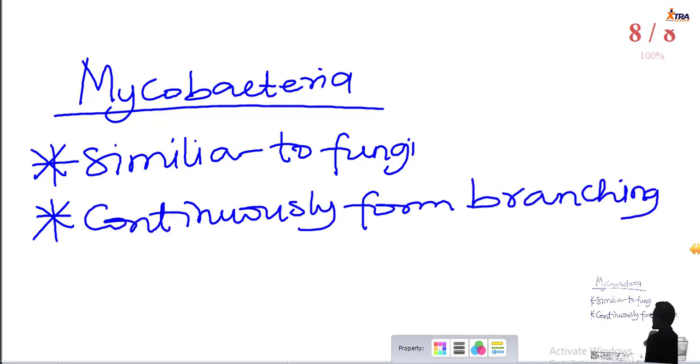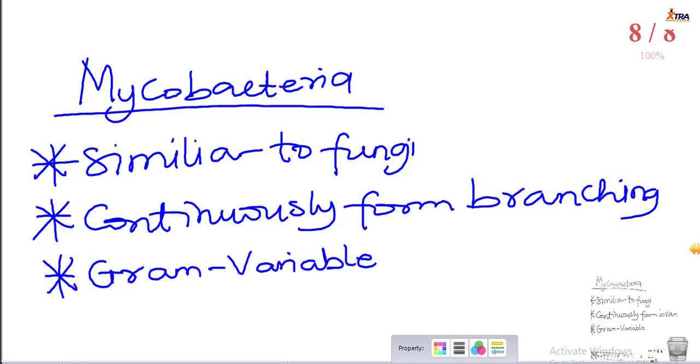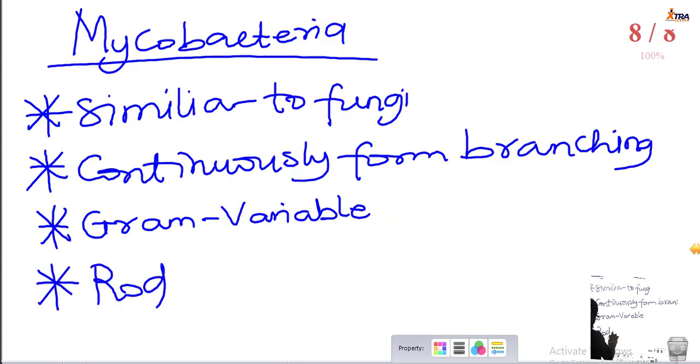And they are gram variable, in the sense that when they go through the gram staining technique, you don't know whether they are gram positive or gram negative, because they will just be colorless. They don't give any change, whether pink or purple. So we refer to those bacteria as gram variable. They are rod-shaped, and they're aerobic as well.